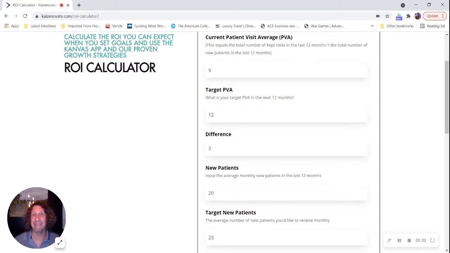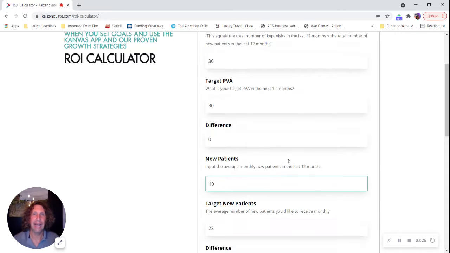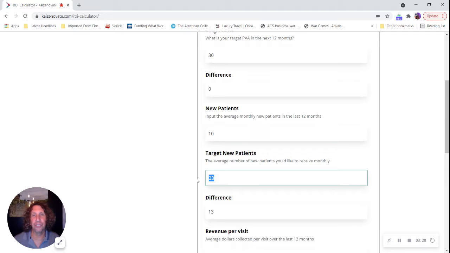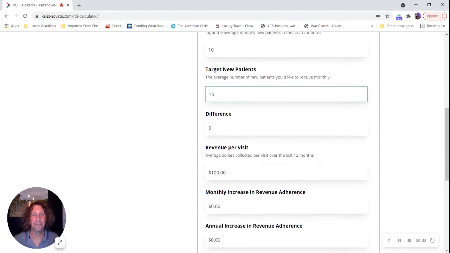Now, these numbers can be played with in a wide variety of ways. Your PVA might be 30 and your new patients may be 10. And therefore, increasing your new patients will probably drive greater revenue. In fact, let's try that. Let's say your current PVA is 30 and your target PVA is 30. And your current new patients is 10. And your target new patients is, let's just say, 15. That's a difference of 5.